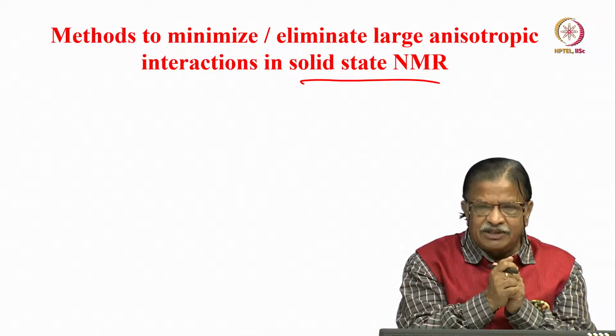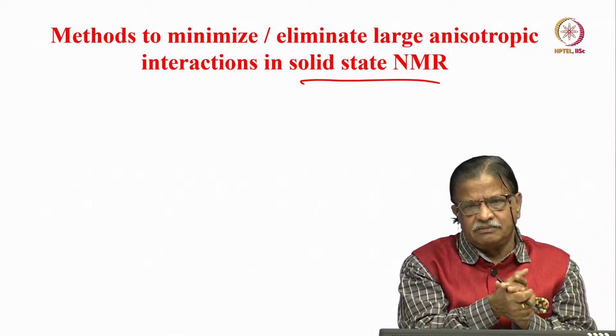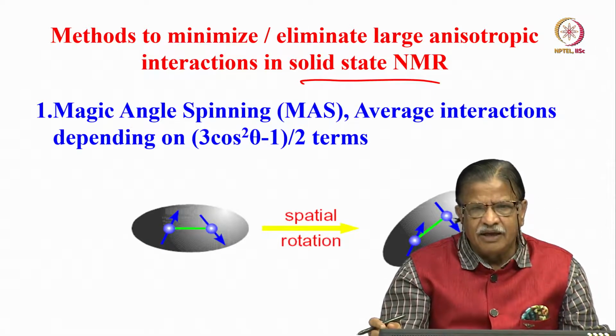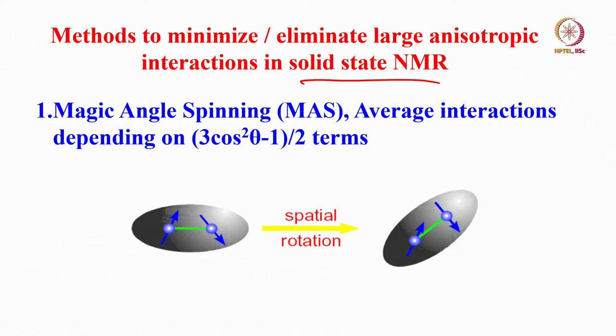So how do you remove these interactions? I can deal with the space part, or I can deal with the spin part, either of them. Now in the case of the spatial part, what we are going to do is put the sample, considering the internuclear vector, at an angle in the magnetic field, called magic angle spinning.